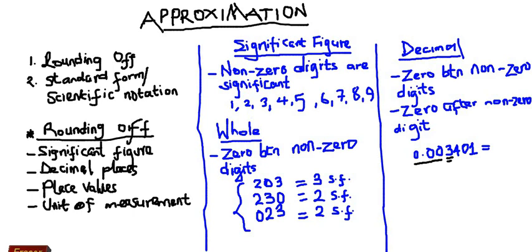Just like we saw in whole numbers, the zeros that come in front, before the first non-zero digit, those are not counted. So in this case, the 0.00, those are just units to retain the place value of these numbers that we have. So starting from 3, that's where the significant digits are. So the 3, the 4, and 0, 1, like here we have a 0 which is between 4 and 1. So that 0 is going to be counted, which means this number has 4 significant figures.